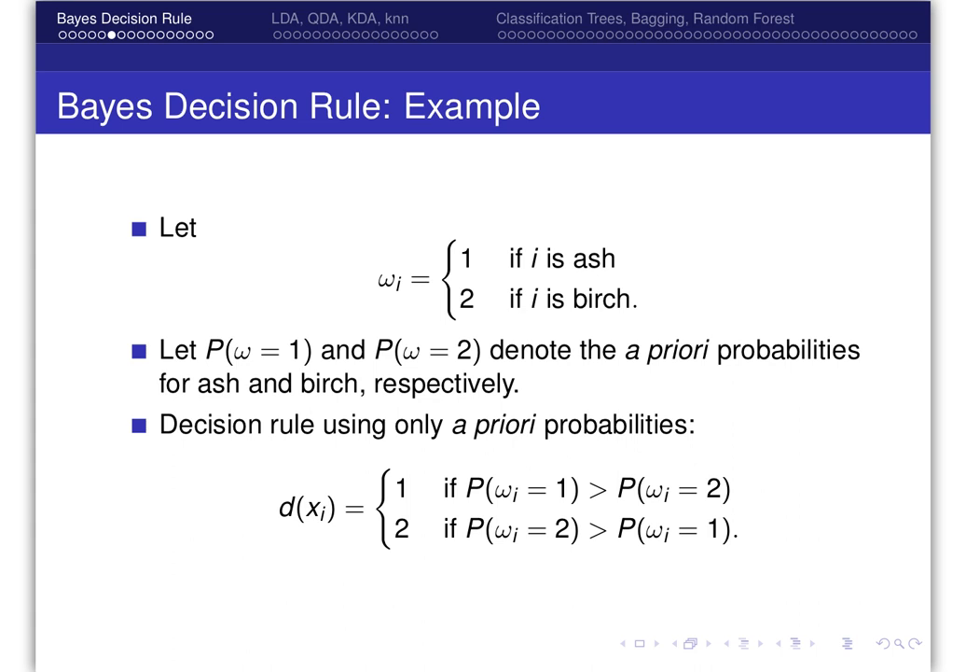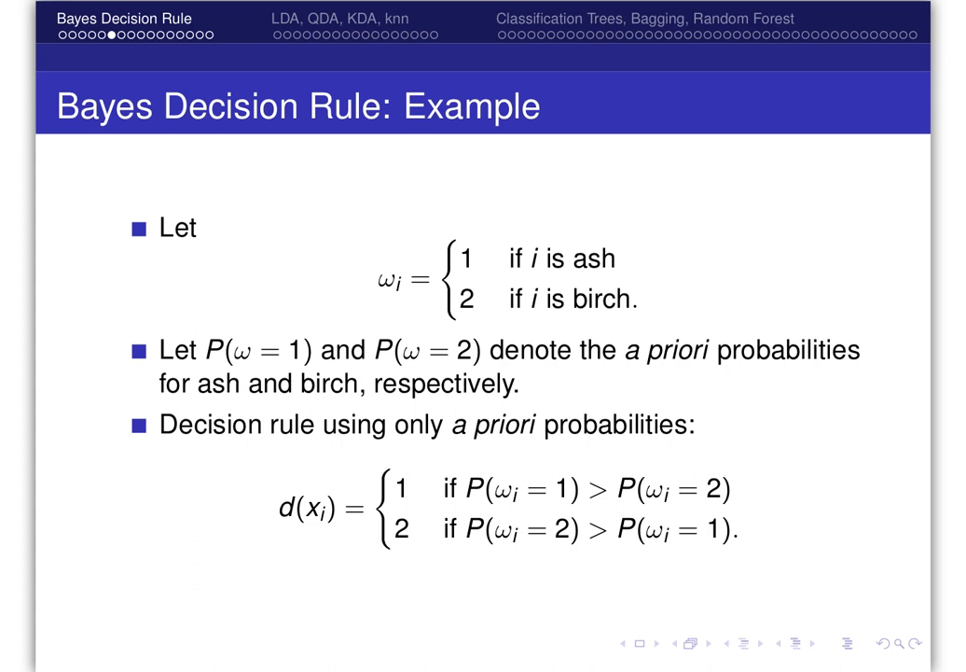Let omega denote the state of nature or class, where omega equals 1 represents ash and omega equals 2 represents birch. Because the state of nature is unpredictable, we consider omega to be a random variable. Assume there is some a priori probability, the probability that omega equals 1 and the probability that omega equals 2, which reflects our prior knowledge of how likely we are to see ash or birch, respectively, before the lumber actually appears.